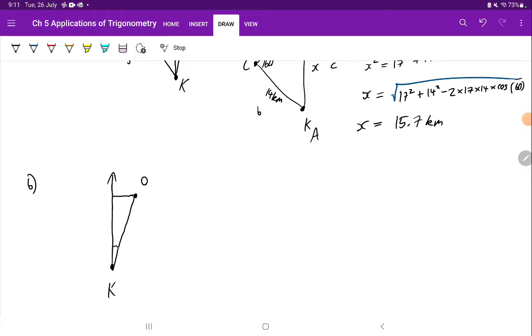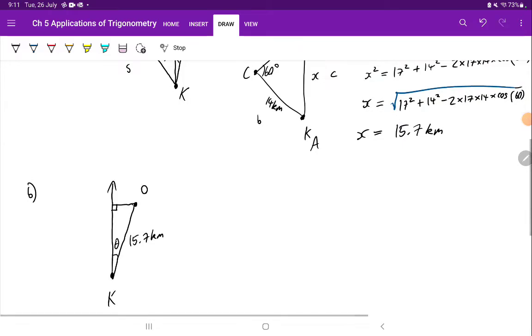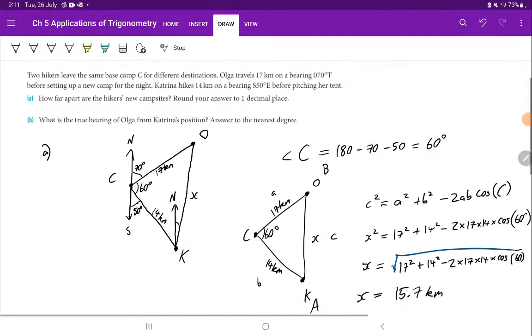And we want to work out this angle. That's the angle we want to find out. We know this is a right angle, and we know this side is 15.7 kilometers. So this is the picture we want to solve.